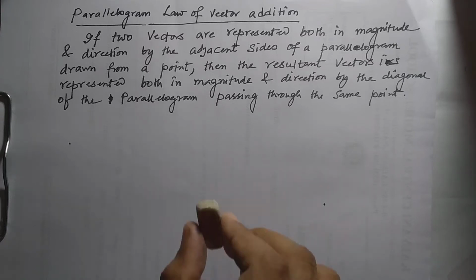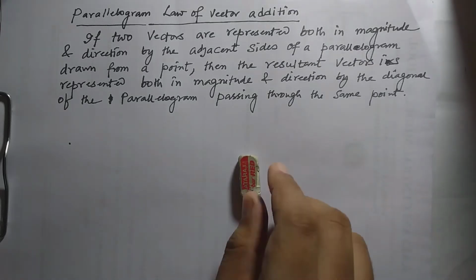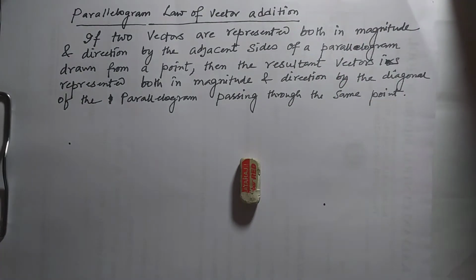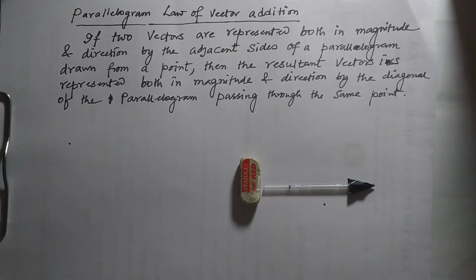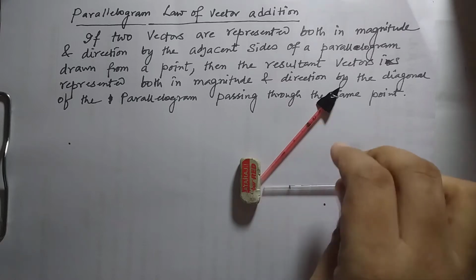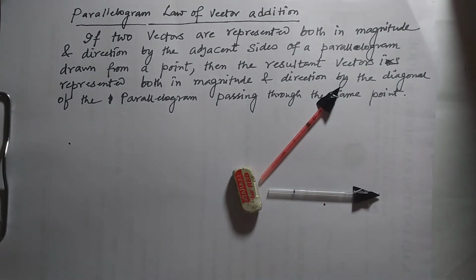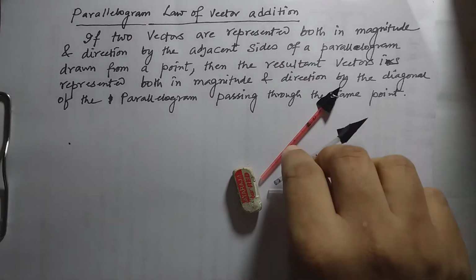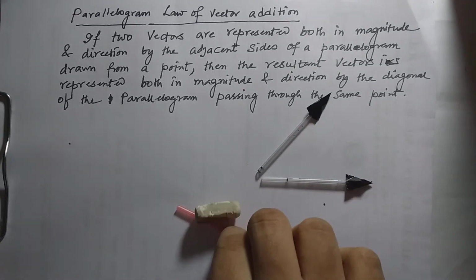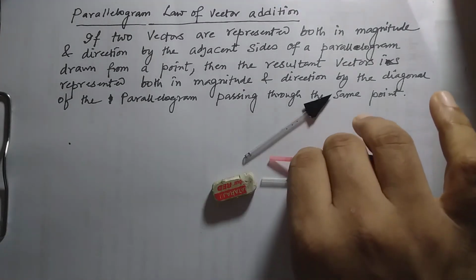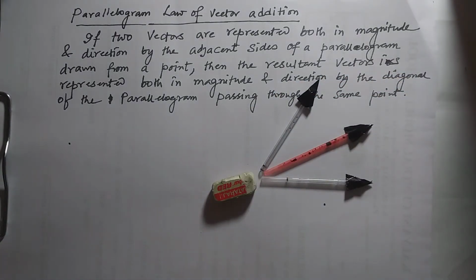Think this is an object here. Now someone is pulling the object in this direction, another one is pulling the object in this direction. Now you tell me which direction the object will go. The object will go in this direction. So like this way we can draw a parallelogram.